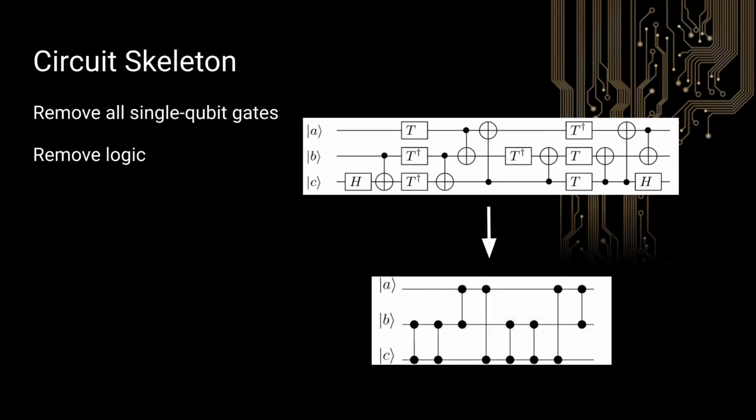A quantum circuit skeleton is a structure that remains after removing all single qubit gates and any logic on the interaction gates. The circuit skeleton, in turn, consists of generalized interaction gates, GI, basically every quantum gate acting on two qubits without logic applied on it. For example, in the circuit there is a CNOT gate between qubits A and C, which will be represented as a GI between qubits A and C in a circuit skeleton.